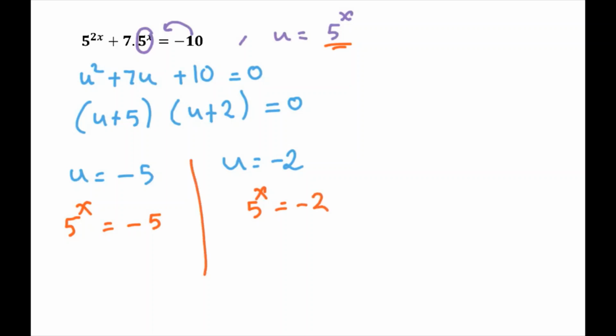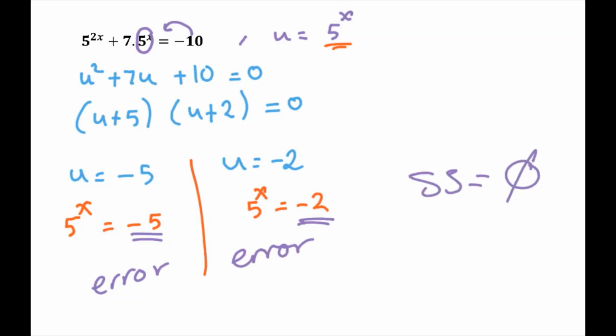Well, 5 to the power of x cannot be equal to a negative number. These are both errors, and if you take ln for both sides, you will get an error, and you will get an error here. So what is the solution set? It's phi, no solution. So we say the solution set is phi.